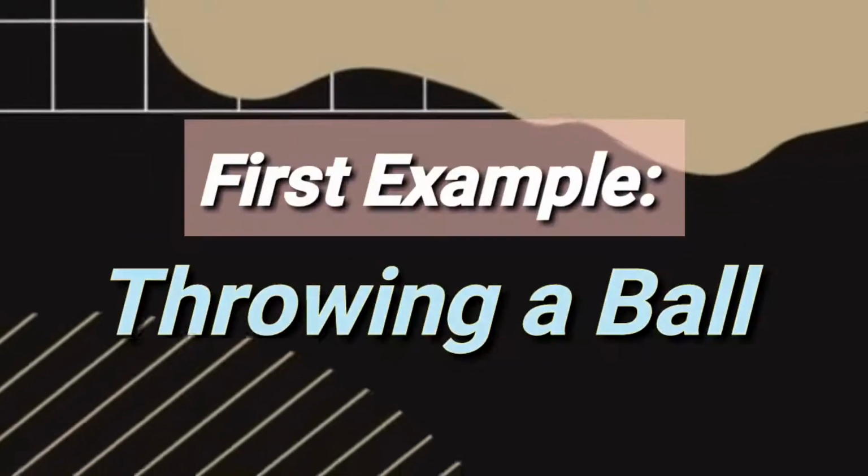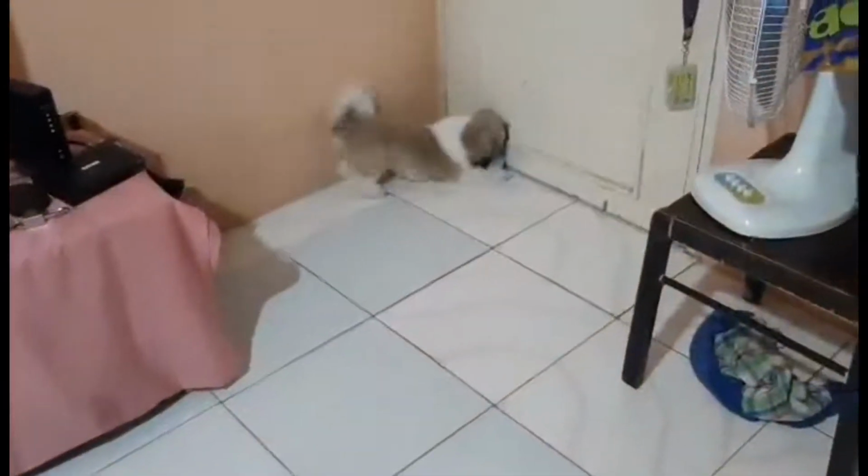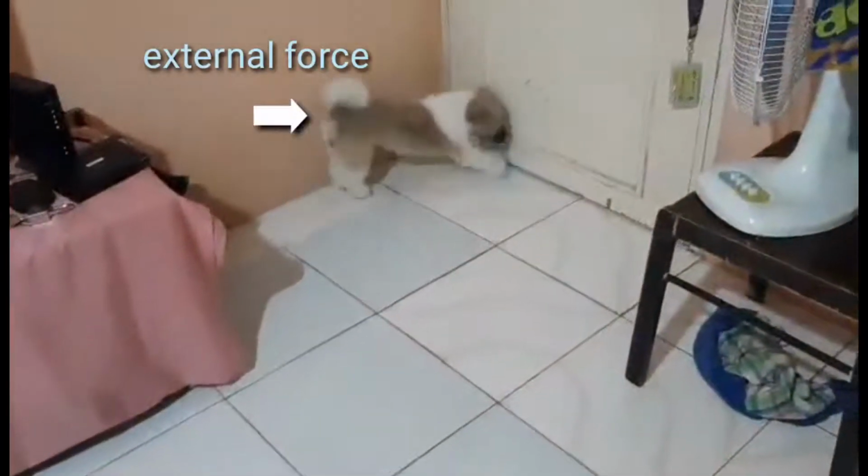Here are the 3 examples of the law of inertia. The first example is throwing a ball. As you can see, the ball doesn't stop until the dog fetches it, and it stopped moving because of an external force opposing it.